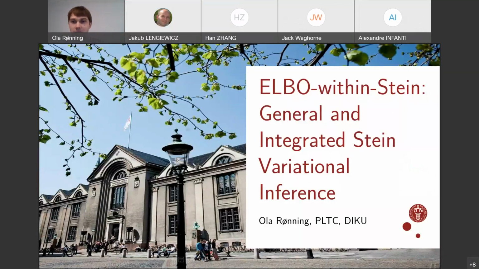Yeah, so I'm Ola Rønning. I'm a PhD student at Copenhagen University in Thomas Hamelryck's group, and Christoph Lai, who's also here, is my co-supervisor. And we'll be talking about an inference algorithm called ELBO-within-Stein today.